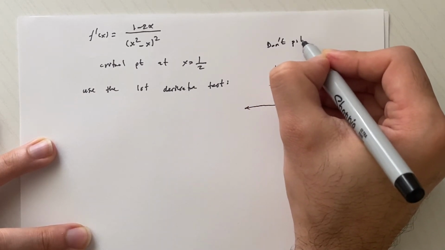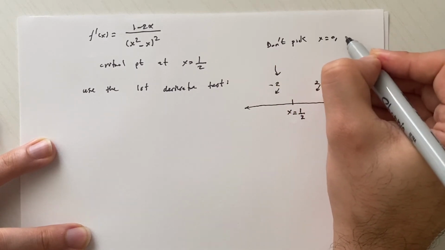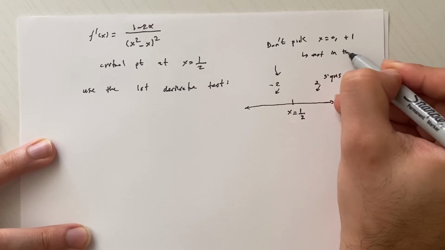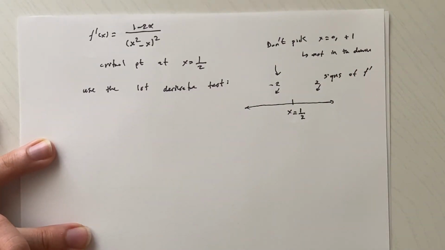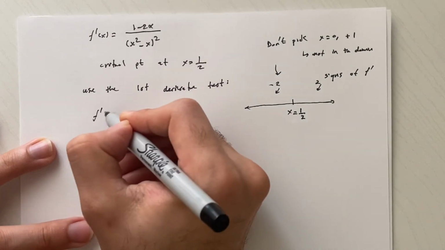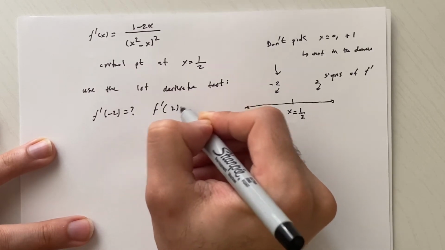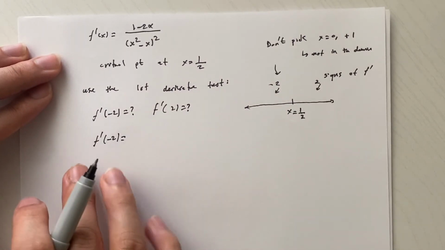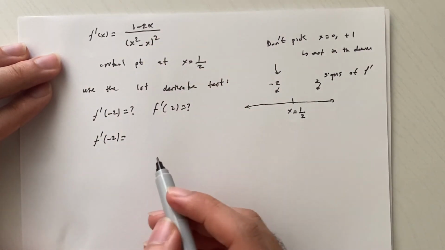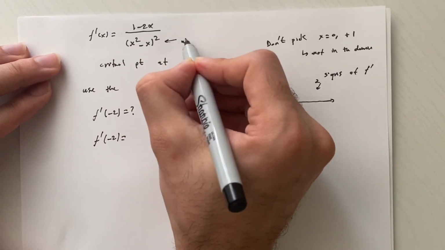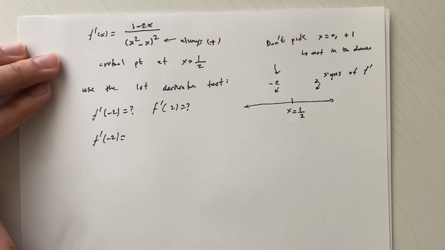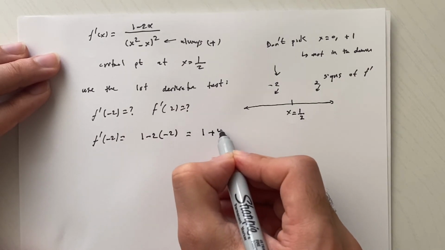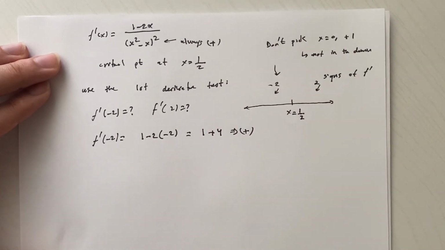And notice here, since our function is a fraction, not all x values are in the domain, so do not pick a value that is not in the domain. For here, our choice is 2 and negative 2. They are in the domain of f. So again, I'm going to see what the signs of these values are at f prime. For f prime of minus 2, note that the bottom is squared. That just means the bottom is always positive. So it's going to be 1 minus 2 times minus 2, which is 1 plus 4, that's going to be 5, which is positive.